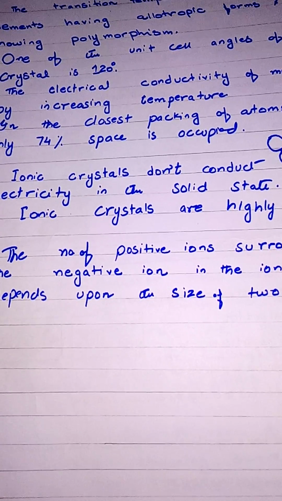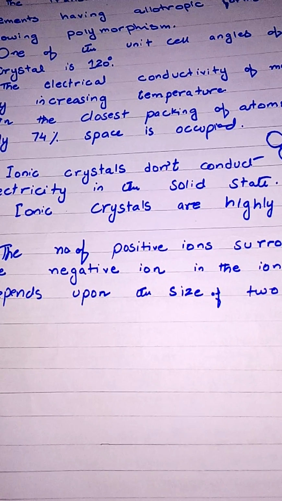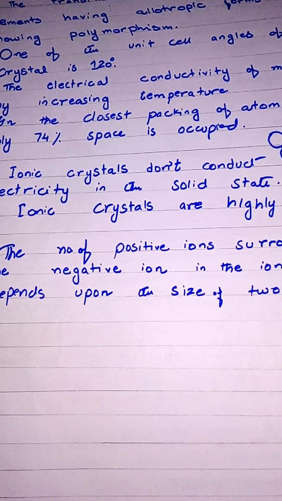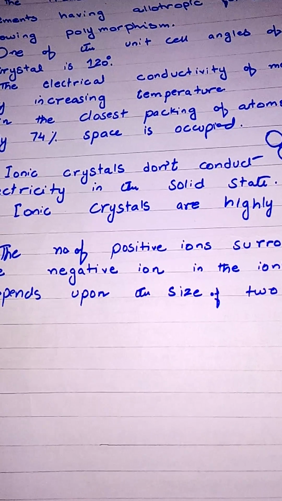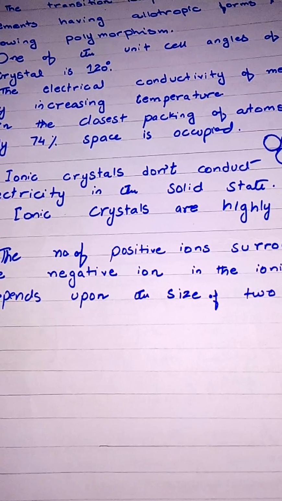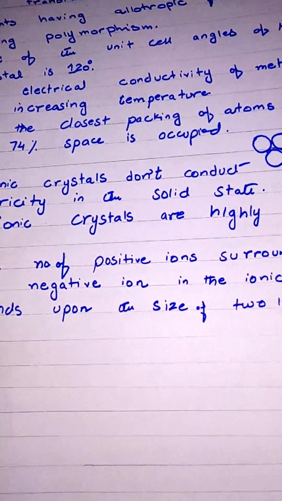However, these conduct electricity in the molten state or in aqueous solution, because in these forms the crystal lattice is broken up and ions become free. These free ions can conduct electricity.